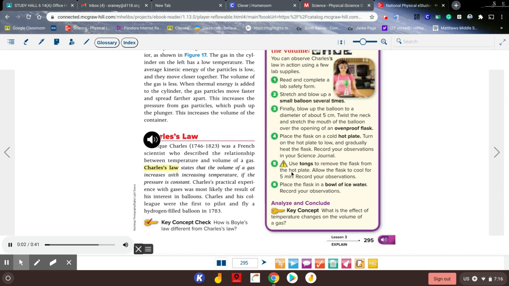Charles's Law. Jacques Charles, 1746 to 1823, was a French scientist who described the relationship between temperature and volume of a gas. Charles's law states that the volume of a gas increases with increasing temperature if the pressure is constant. Charles's practical experience with gases was most likely the result of his interest in balloons. Charles and his colleague were the first to pilot and fly a hydrogen-filled balloon in 1783. Key concept check. How is Boyle's law different from Charles's law?